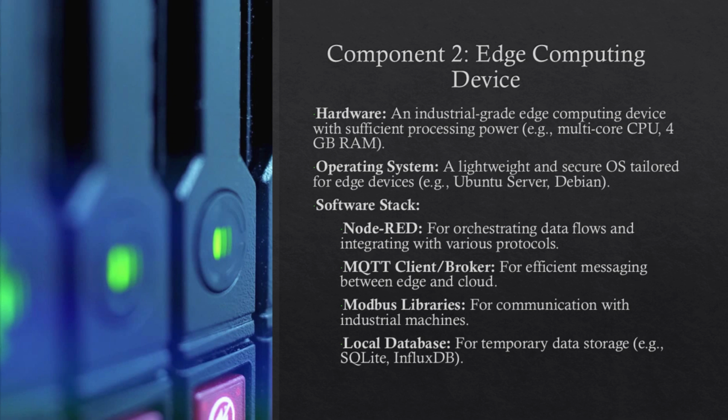Next is the edge computing device. A robust, industrial-grade unit with a multi-core CPU and at least 4 GB of RAM. It's powered by a lightweight and secure operating system like Ubuntu Server or Debian. On this device, we run Node-RED to orchestrate data flows and integrate various protocols. We also utilize MQTT for efficient messaging between the edge and the cloud, and Modbus libraries to communicate with the industrial machines. A local database, such as SQLite or InfluxDB, is used for temporary data storage, which is crucial for buffering data during network interruptions.